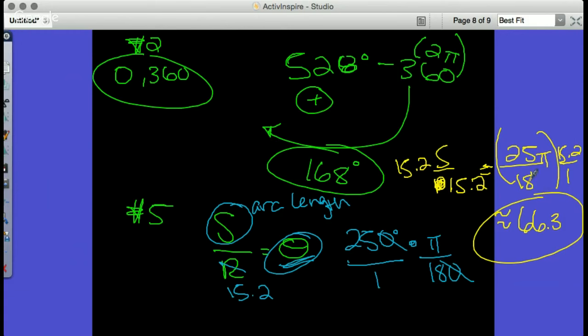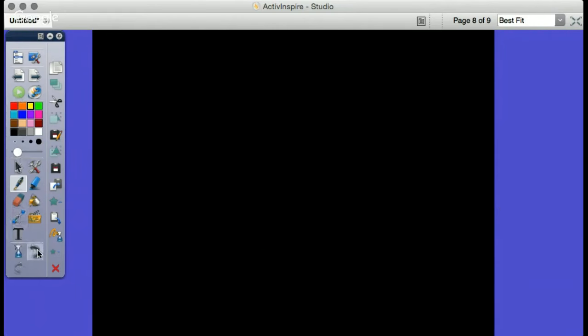Say that again. So right here, do you see how this is S over R? I'm trying to get S by itself, so I multiply by 15.2 on both sides. And then I just multiply across and then divide by the bottom. So 15.2 times 25 pi, and then I'm going to divide that by 18. All right. If you're at home, a lot of people, for some reason, get confused. They cross multiply and divide. That's not right. Multiply across and then divide by whatever's on bottom, and you'll be fine. Okay. Questions on that one? Awesome. All right.